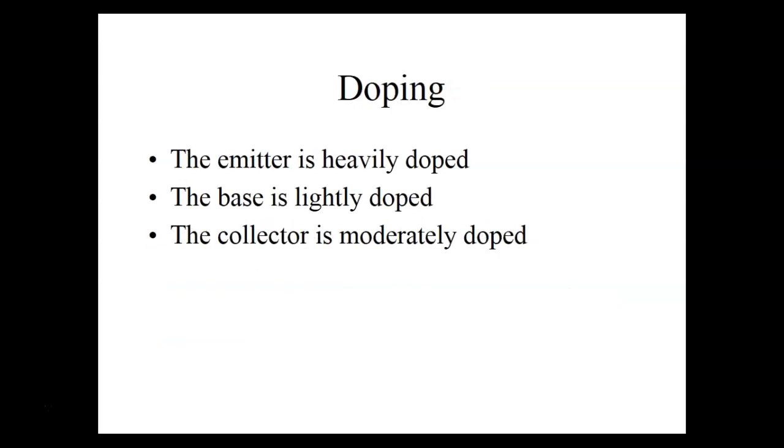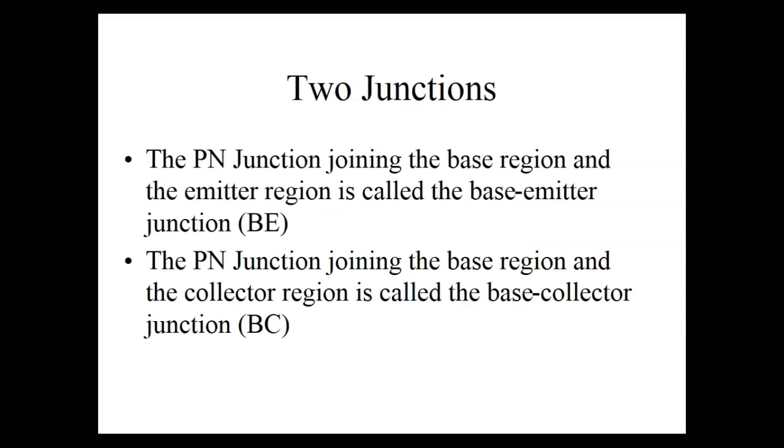The way this thing works is the emitter is heavily doped, the base is lightly doped, which means it has few majority carriers. Then the collector is moderately doped. They're all doped by different methods of introducing different impurities into the matrix. The PN junction joining the base region and the emitter region is called the base emitter junction, and the junction between the base and collector is called the base collector junction. So we give these junctions names.